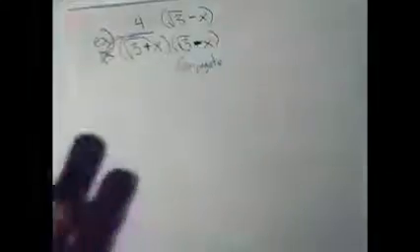And what I do to the bottom, I'm still going to do to the top. Well, the top's uneventful. 4 times root 3 is 4 root 3. 4 times negative x is negative 4x. Uneventful. Denominator, I'm going to have to FOIL.